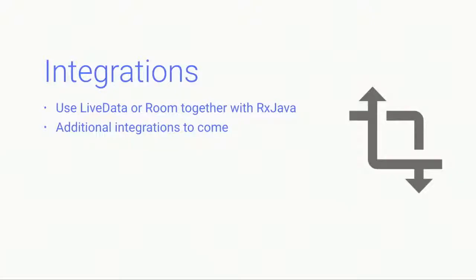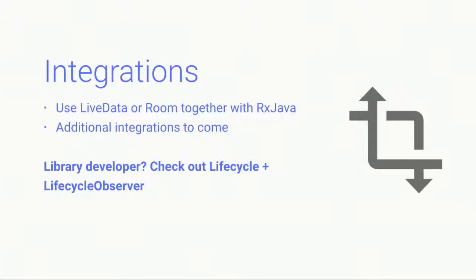We're definitely looking at a lot of stuff internally that would be nice if it were self-sufficient and lifecycle aware. And if you're a library developer, we really recommend checking out Lifecycles and Lifecycle Observer because we think there's a really bright future and a lot of potential in making libraries and components that are lifecycle aware by default.